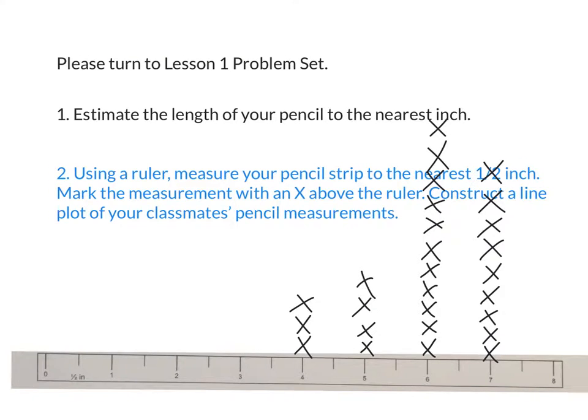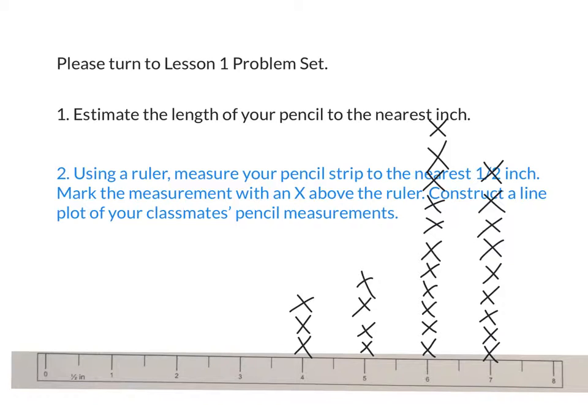So now what we've created is a line plot. A line plot is when you have one number line at the bottom. Do we have any number lines on the sides? No, we have a number line. The ruler is your number line at the bottom, and then you're plotting your data. You're writing 1x in a stack going up for every single pencil length that we have.